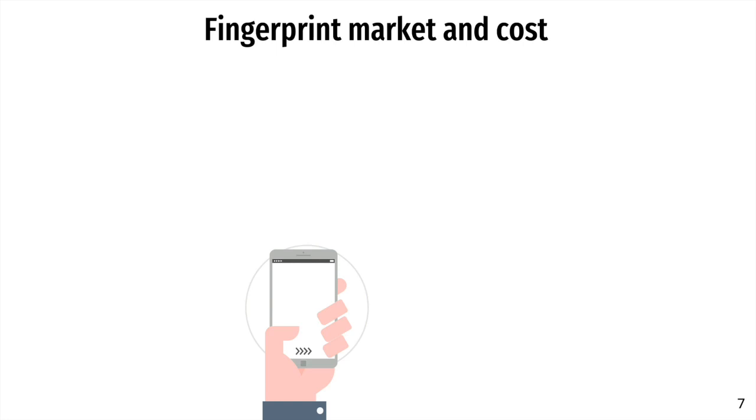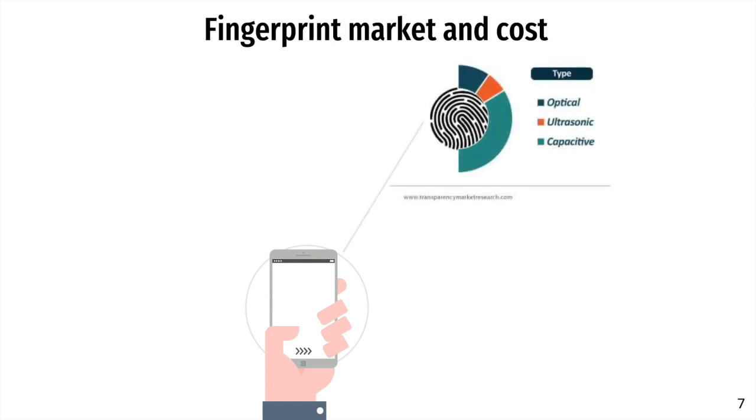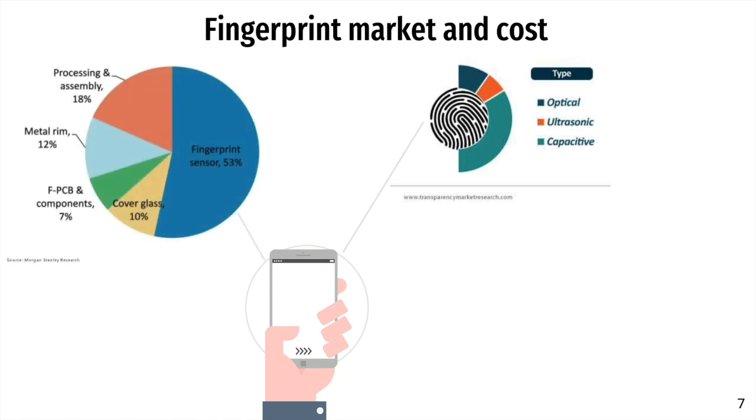Fingerprint sensors have become popular biometric technology for authentication and security in smartphones. In this graph, we can see the capacitive sensor is the most popular and widely used type in the market. Its combination of accuracy, speed, reliability, and compatibility has made it the preferred choice for many manufacturers and consumers.